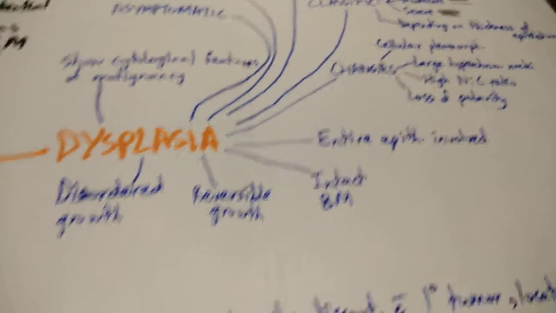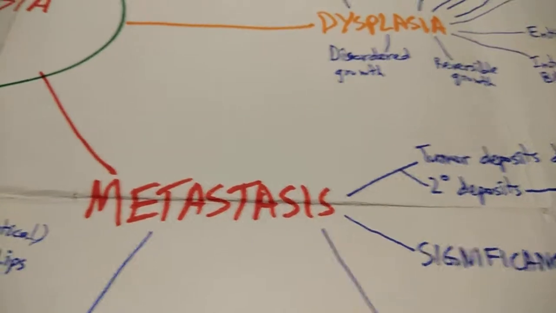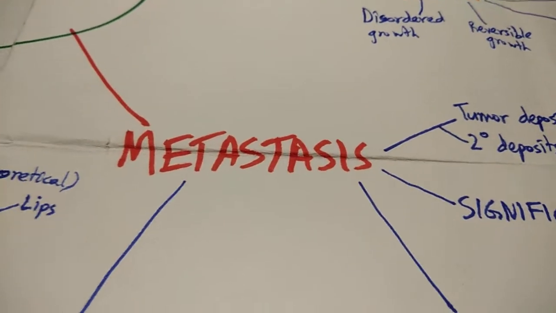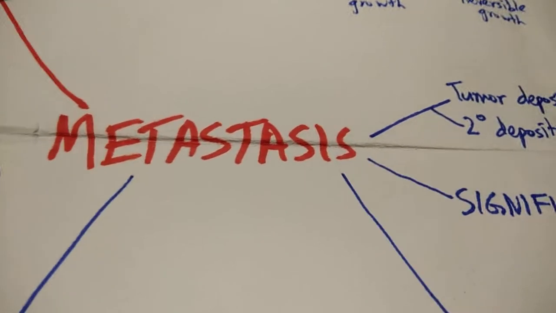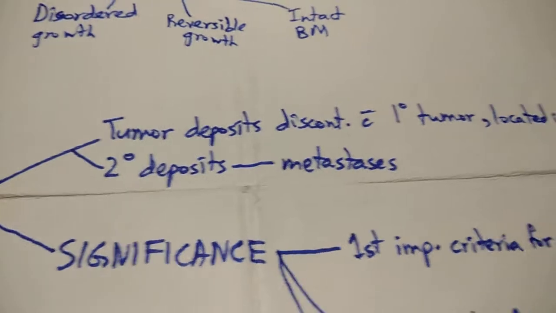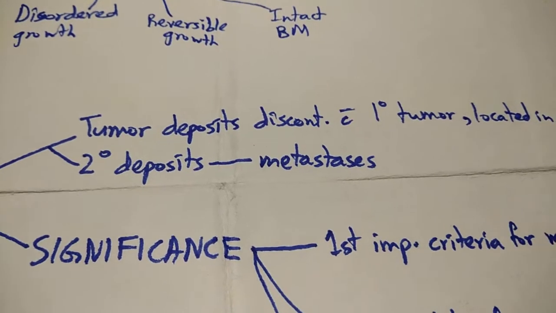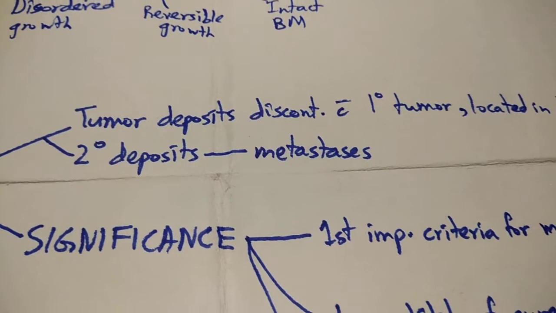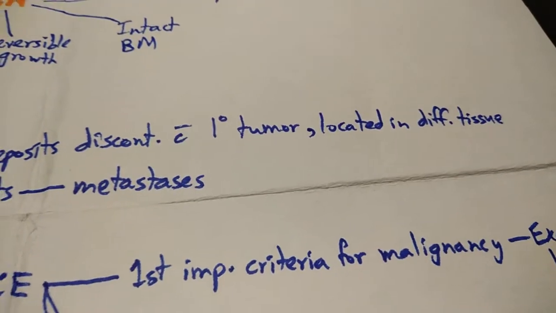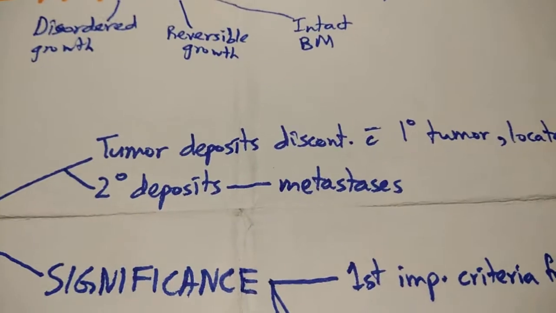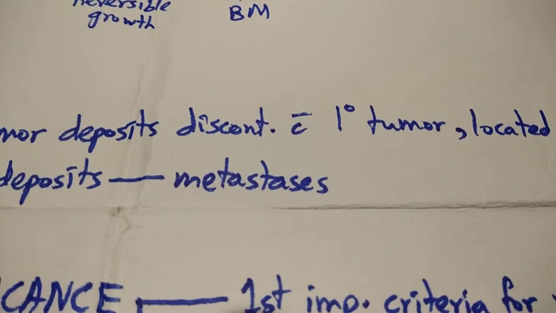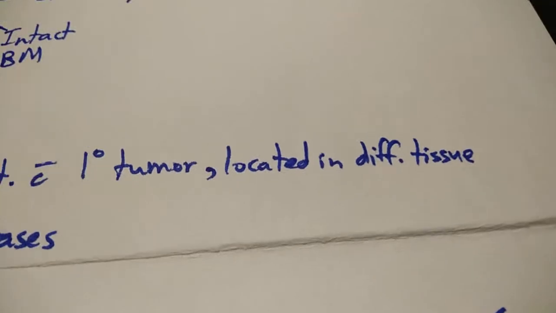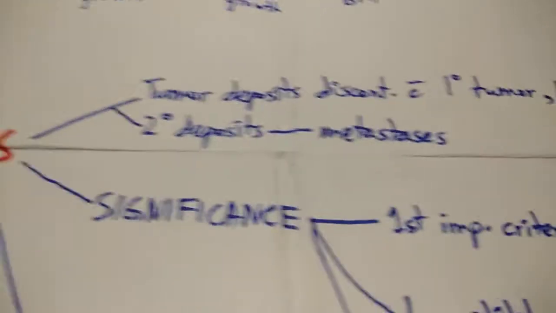Now, moving on to metastasis. This is probably one of the most important parts to understand about malignancy. Alright? So now, metastasis is when tumor deposits, which are discontinuous with the primary tumor, are located in different tissues around the body. Let me repeat that one more time. Tumor deposits, which are discontinuous with the primary tumor, located in different tissues around the body.